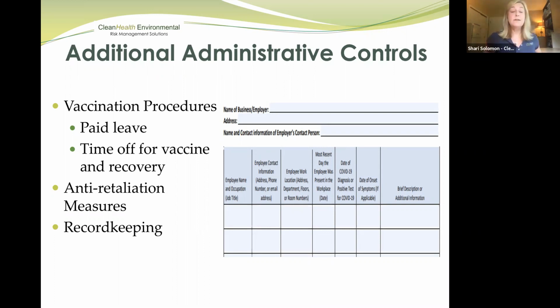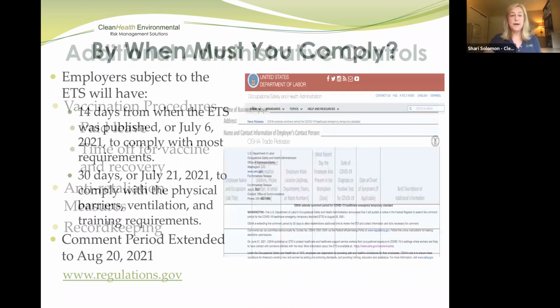Anti-retaliation measures, as we already talked about, language assuring your workers there will be no retaliation if they make a complaint surrounding COVID-19 protections in the workplace. And of course, those record-keeping requirements that we've been talking about throughout. So again, it's a nice way to think about whether your PPE and your standard and transmission-based precautions are in place, your engineering controls, and your administrative controls. If you put it in those 3 buckets, I feel like it's a little bit more manageable to figure out how best to adhere to it and implement your program.